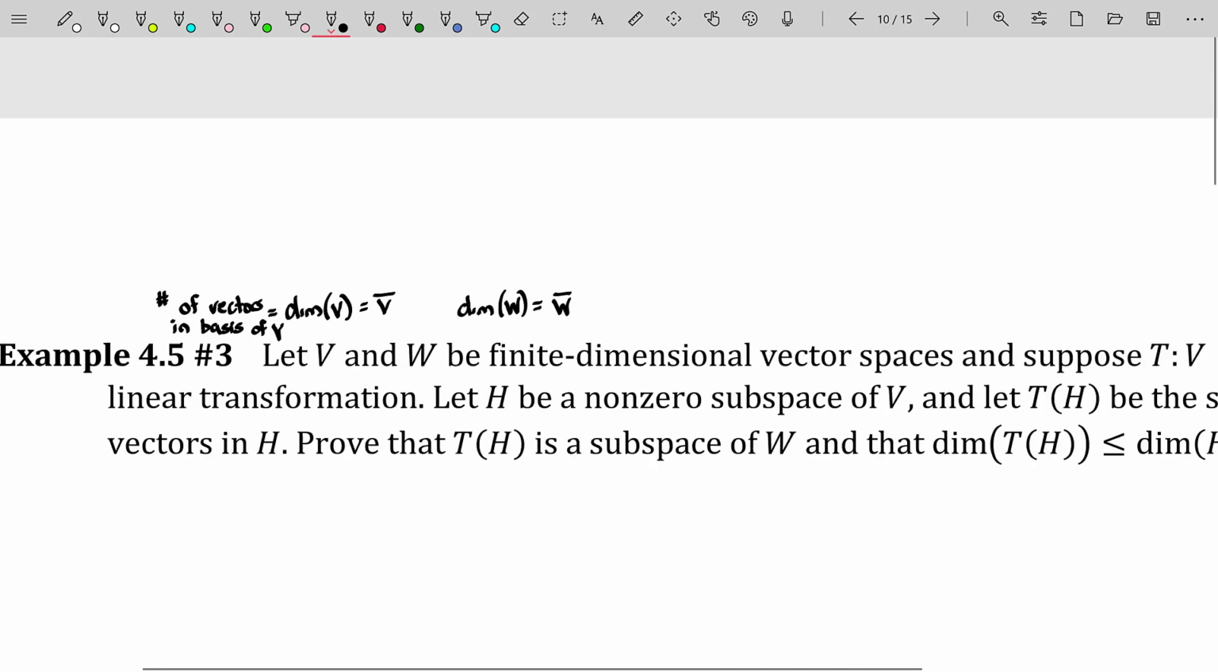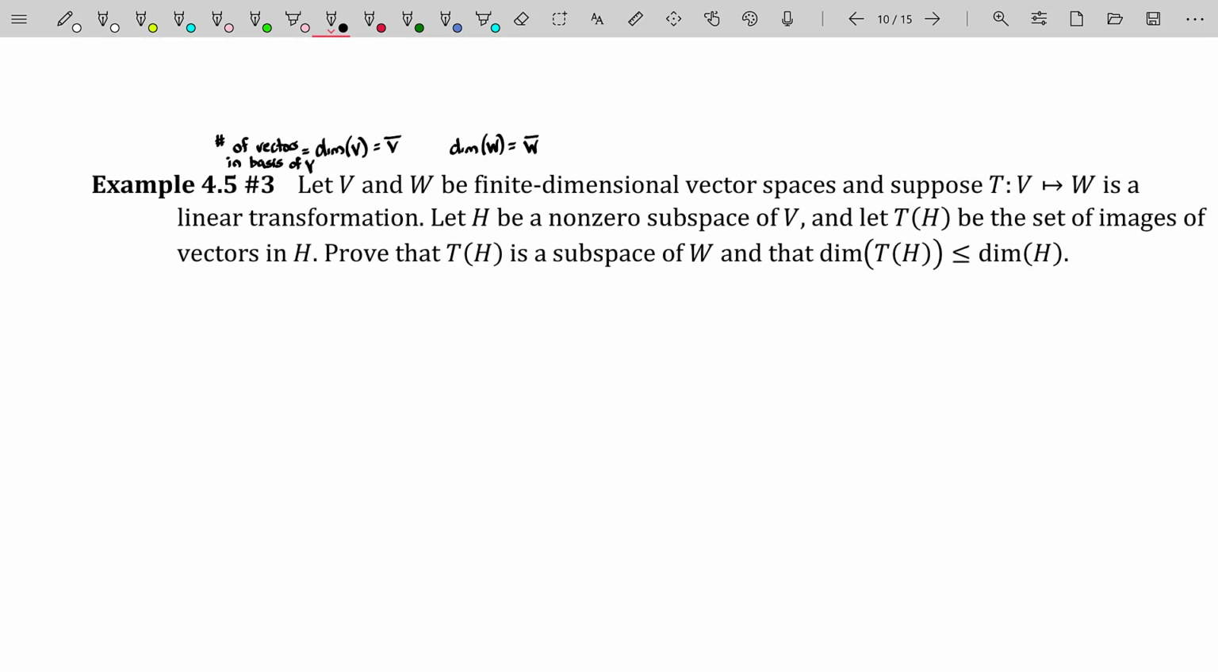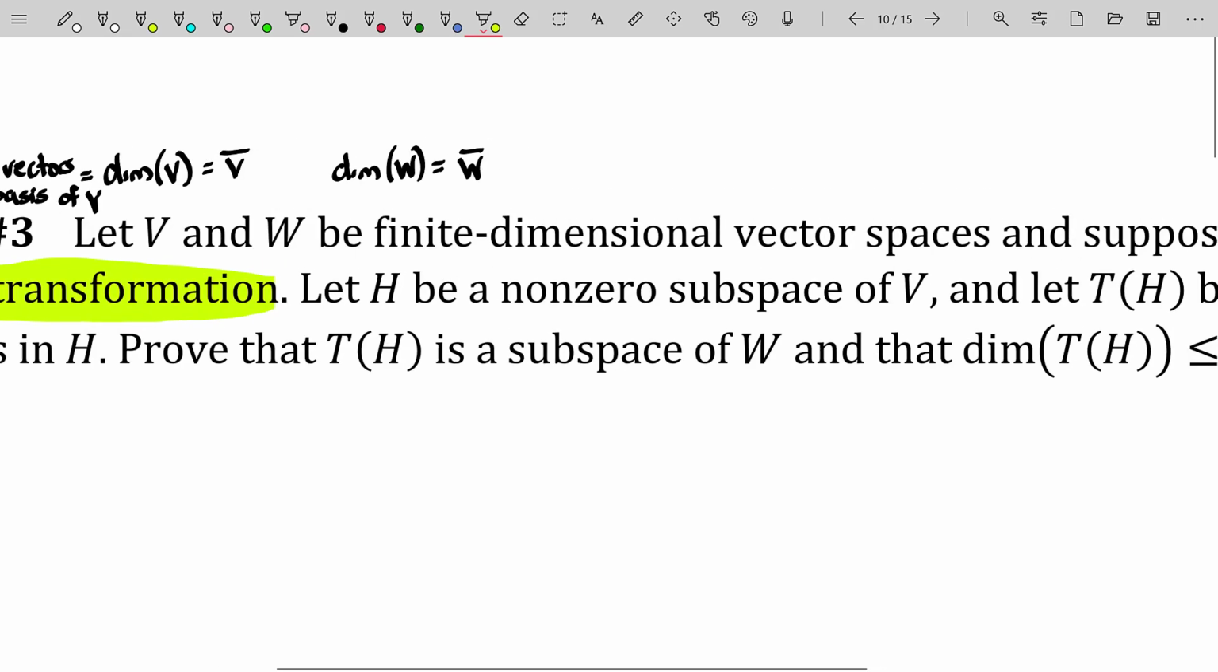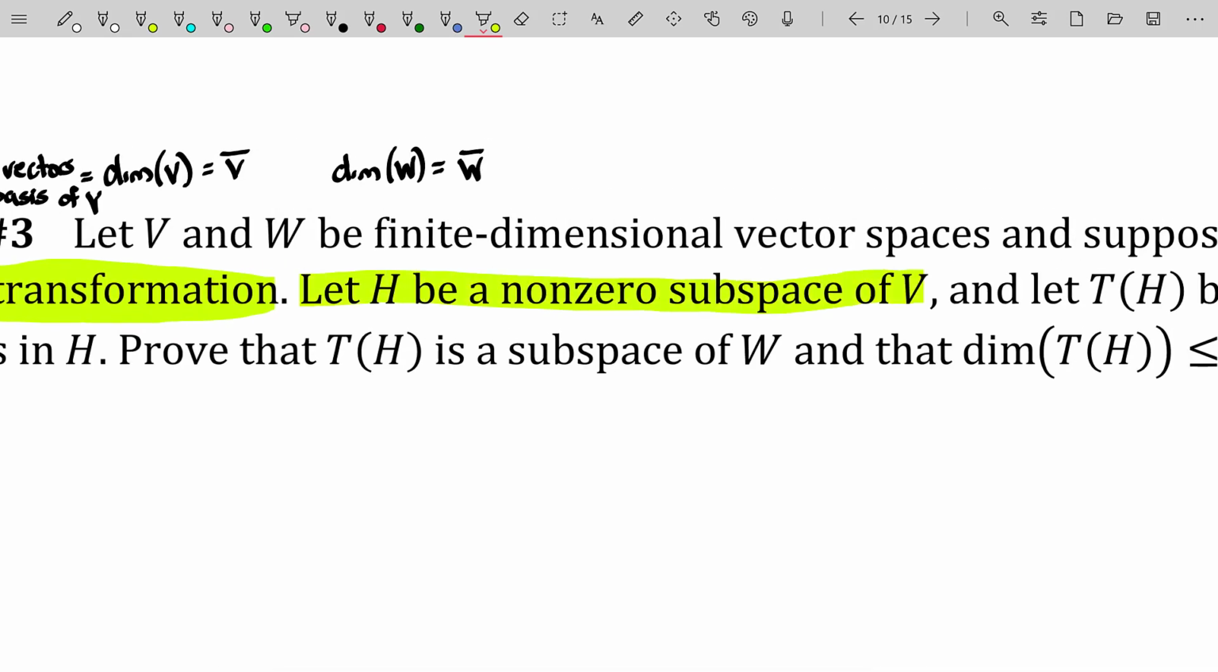We're also going to suppose that we have a transformation from the vector space V to the vector space W, and that transformation is linear. Now, as you know, in mathematics, everything's handed to you for a very specific purpose, so the fact that this is a linear transformation could be very important in this proof. We're going to let H, which is yet another vector space, be a non-zero subspace of V. And remember, subspaces are vector spaces. That's why I said H is a vector space.